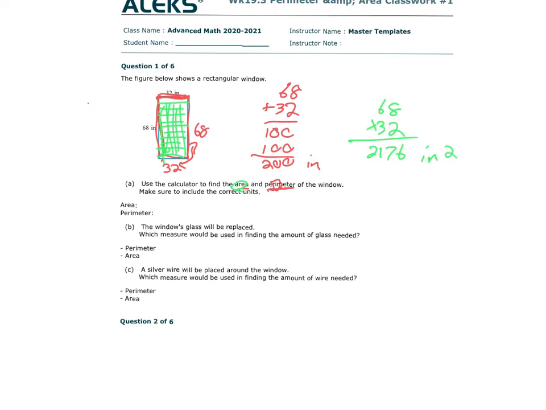All right. Part B. The window's glass will be replaced. Which measure would be used in finding the amount of glass needed? Well, the glass is how many squares are inside, how much is inside. That would be the area. Part C, a silver wire will be placed around the window. We're putting the wire around the outside, so we need to know the length around the outside. That's the perimeter.